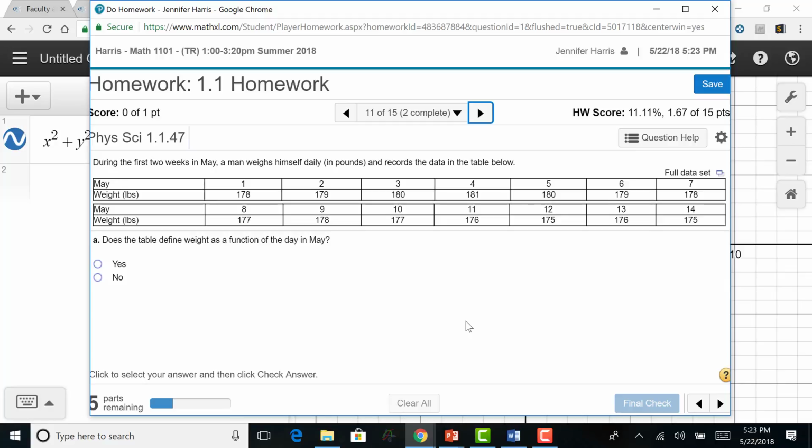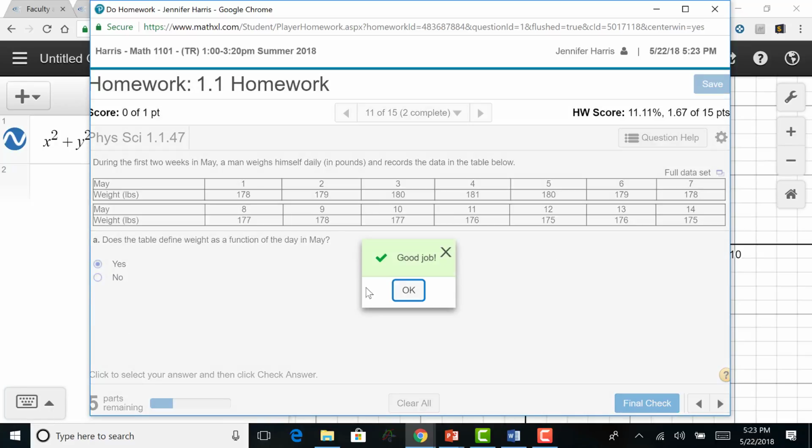So now, what's the X and what's the Y? What's input, what's output? The days are X, and the weight is your Y. So is it a function based upon knowing that? How do you know? Because the days are all different, from 1 to what? 14 days. Alrighty, I like that. In the next few questions, it's going to ask you how many days he was at his highest weight.